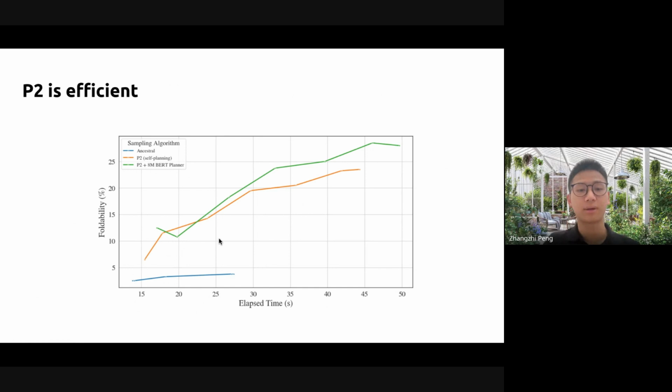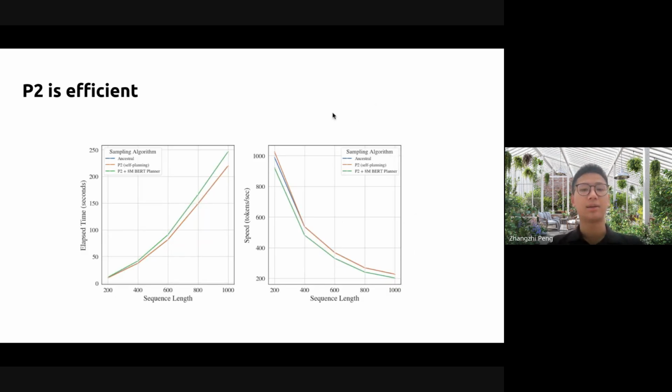And then we compare different sampling algorithms. We have the ancestral sampling, we have the BERT planning, and the self-planning. And you can see, as long as you use P2, you get a nice scaling. And we also compare the sampling time versus the sequence length. When you generate sequences of 1,000 tokens, supposedly you're going to run more time, but you can see, compared with ancestral sampling, the runtime difference between the ancestral sampling and the P2 sampling is marginal.